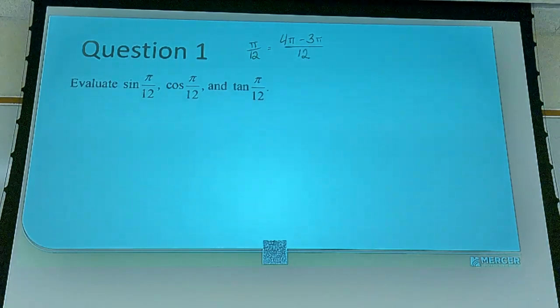Pi, 4 pi minus 3 pi, right? What's 4 pi over 12? So it's 4 over 12? Other way. 1/3. Isn't pi over 3 on the unit circle? Yeah. What's 3 pi over 12? 1/4. Isn't pi over 4 on the unit circle? Yeah. There's our difference.